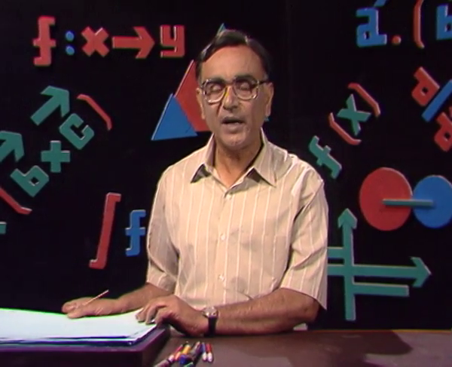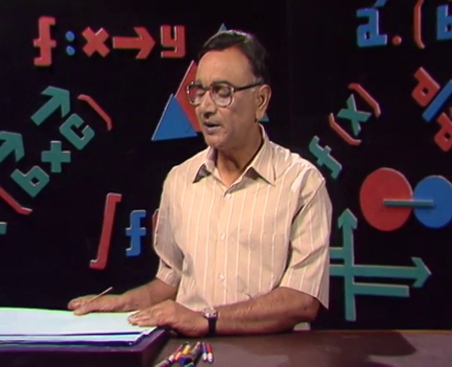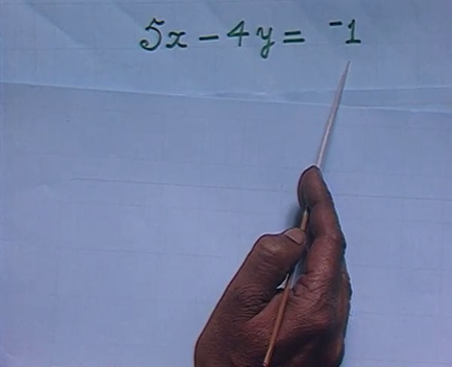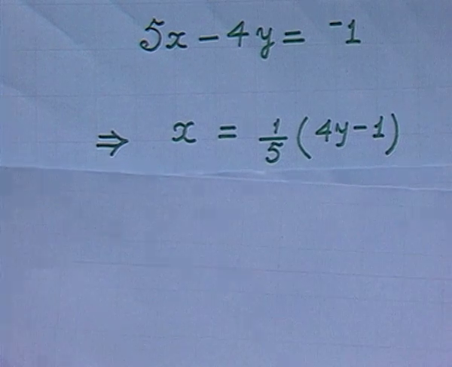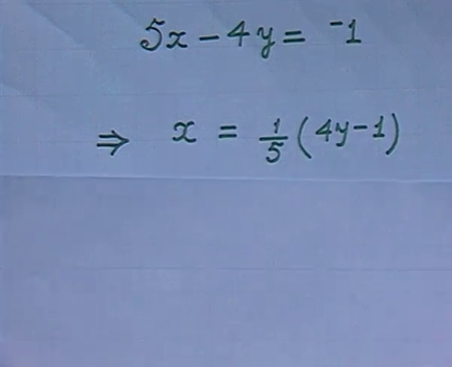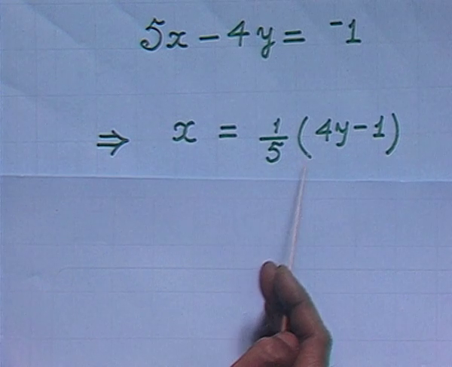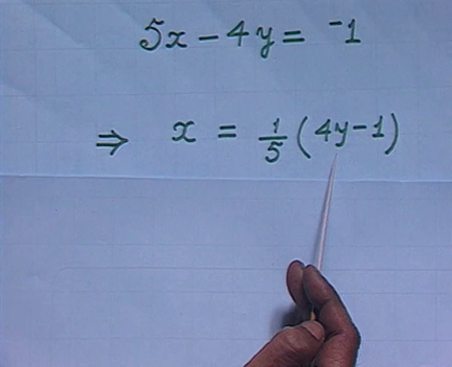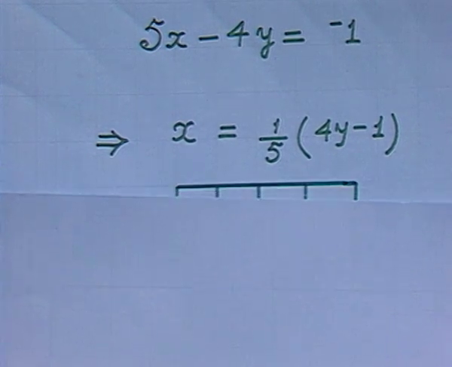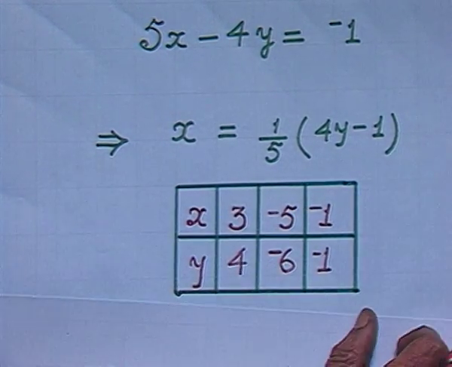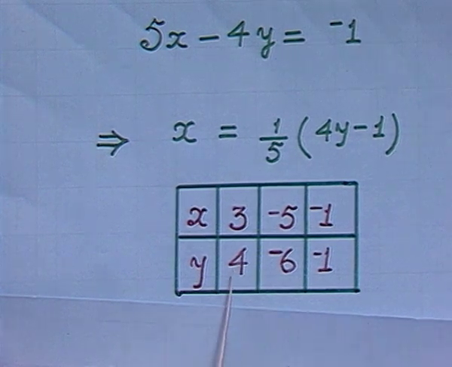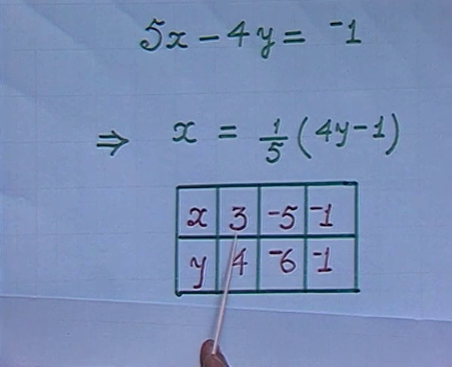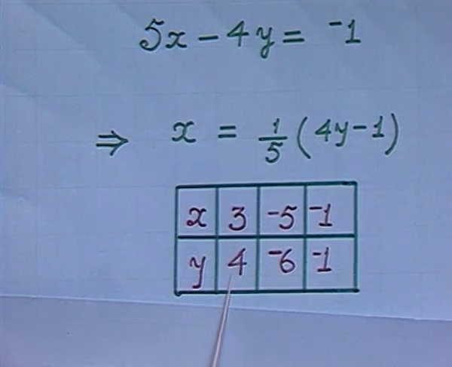So let's have a look at the equation which I had. The equation is 5x minus 4y equals minus 1. So here I am making x as a subject, and I get x equals 1 upon 5 times 4y minus 1, and by assigning any values to y, I can get the values of x. When I assign the value of y as 4, I get the value of x as 3. So the first ordered pair is 3, 4.